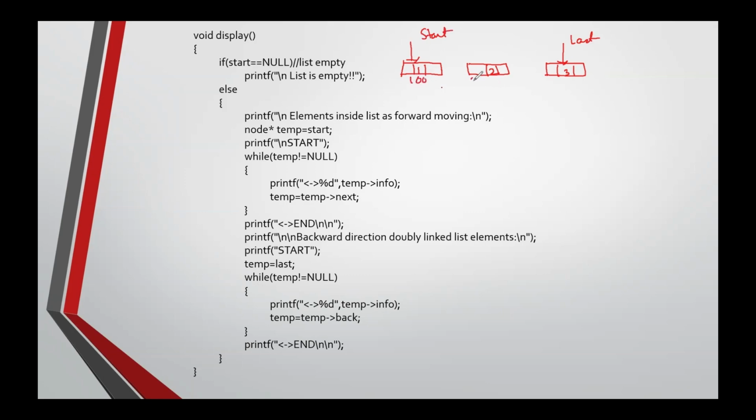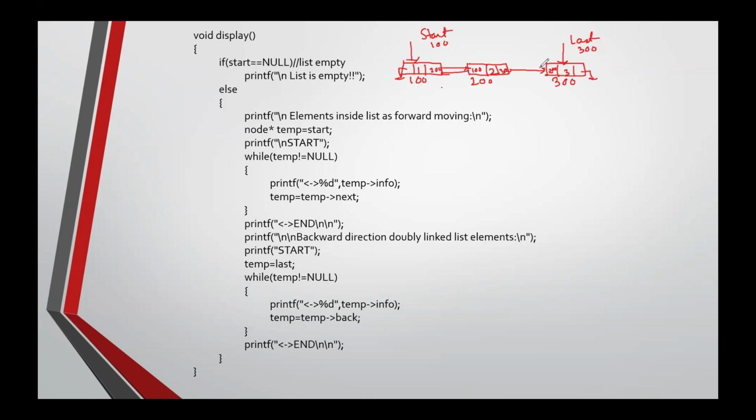So 100, 200, 300 are the corresponding addresses of the nodes. Start stores the 100 address, last stores the 300. This node stores 200. This is 100, this is 300, this is 200, this is null, this is null. So this is how our linked list is present.